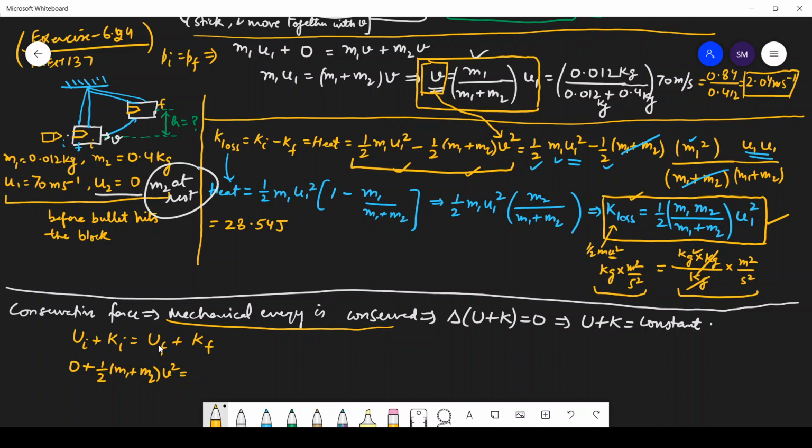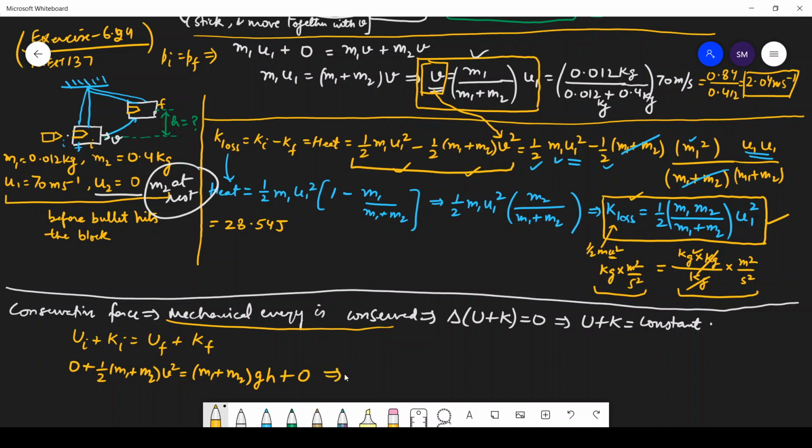Now what is the final potential energy? Final potential energy is mgh, so (m1 plus m2) is the total mass, into g into h. And students, what is the final kinetic energy? It was at rest here. At rest means velocity is 0, for a moment. It went up to the maximum height, so the potential energy was this and kinetic energy was 0 because velocity becomes 0 at maximum height.